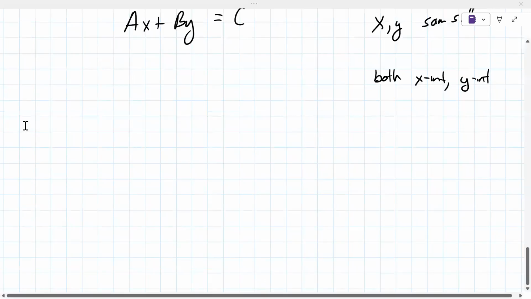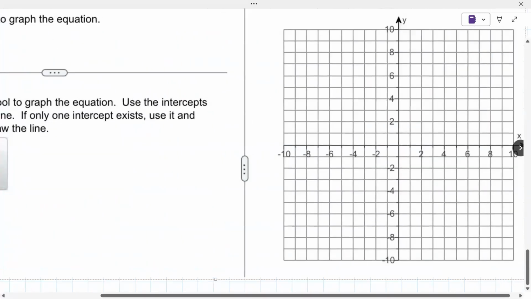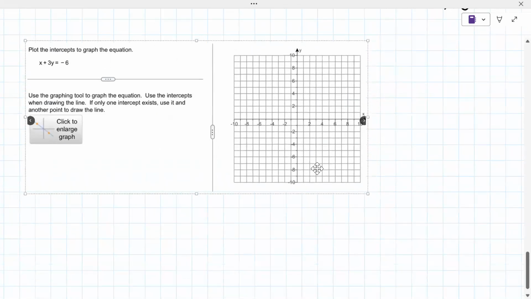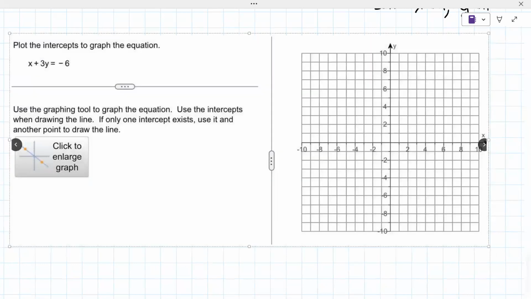I try to do problems in an order that's good for learning, and this one is definitely the first best one to start with. So look for the one that's x plus 3y equals -6, please. Okay. All right, I got it.